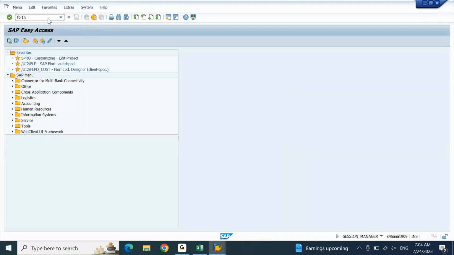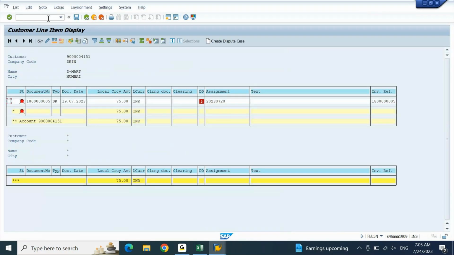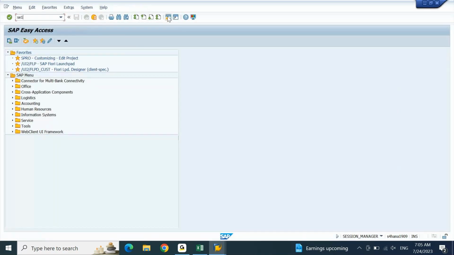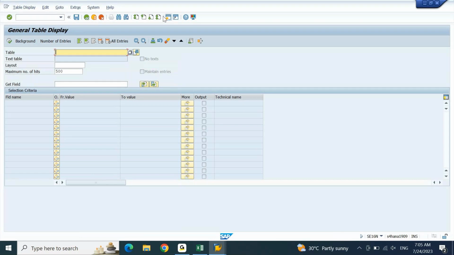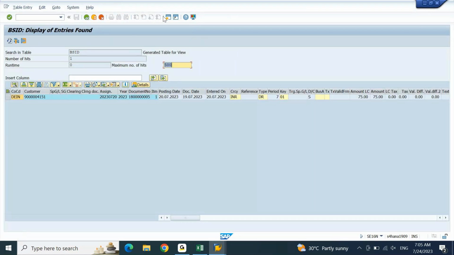Let's say if I go to FBL 51, now if I see this, it has got 75, correct? Right. Now you are going to give a logic wherein you go to SE16, BSID, enter the function, TEIN, execute. And this is what you are going to tell to your ABAPer.